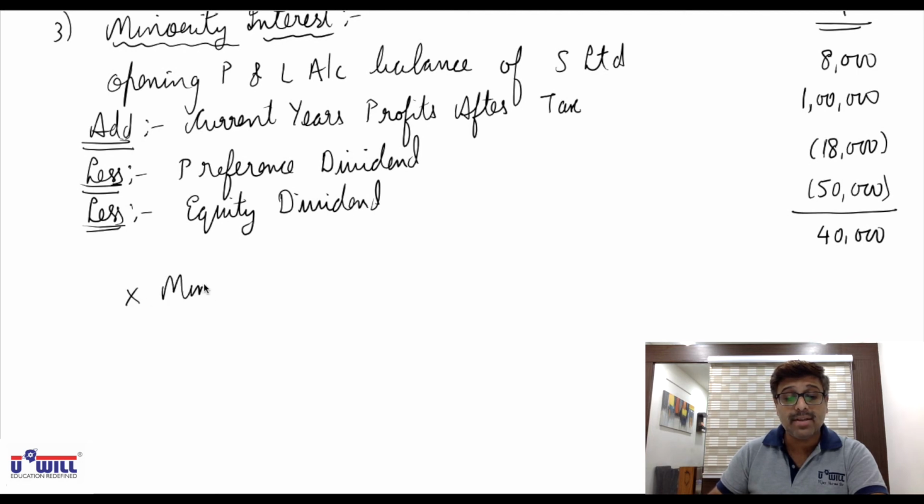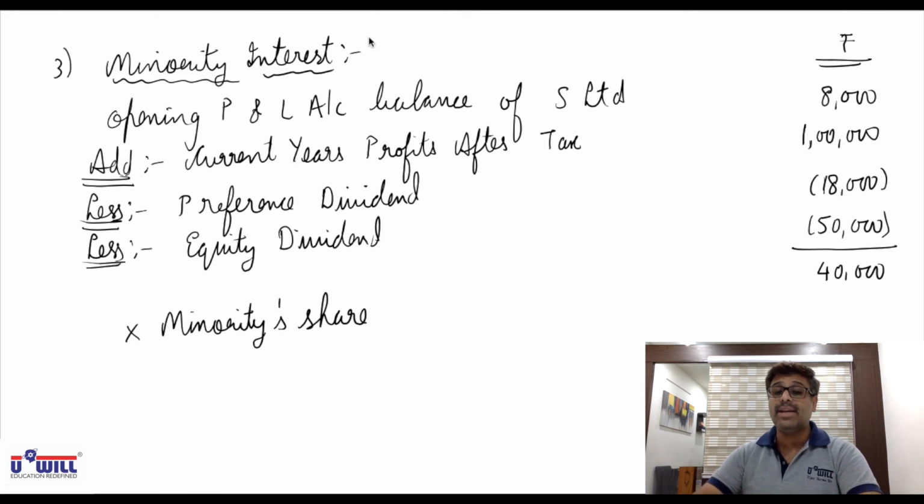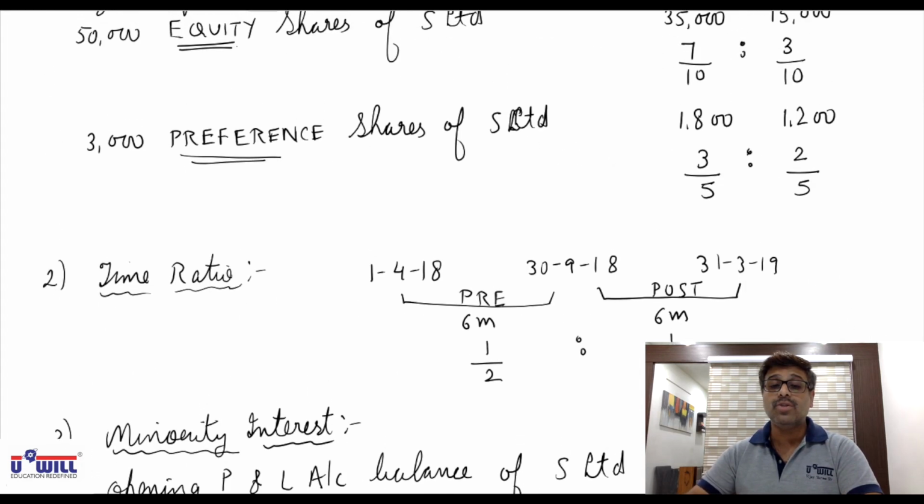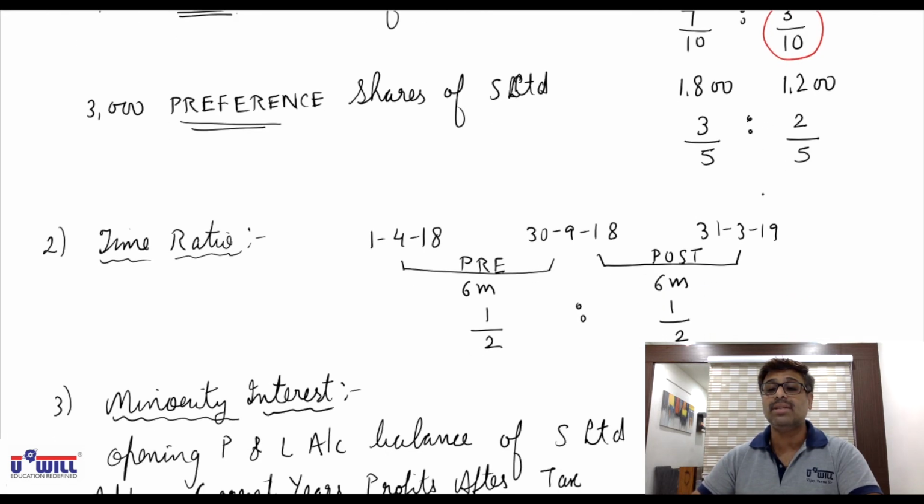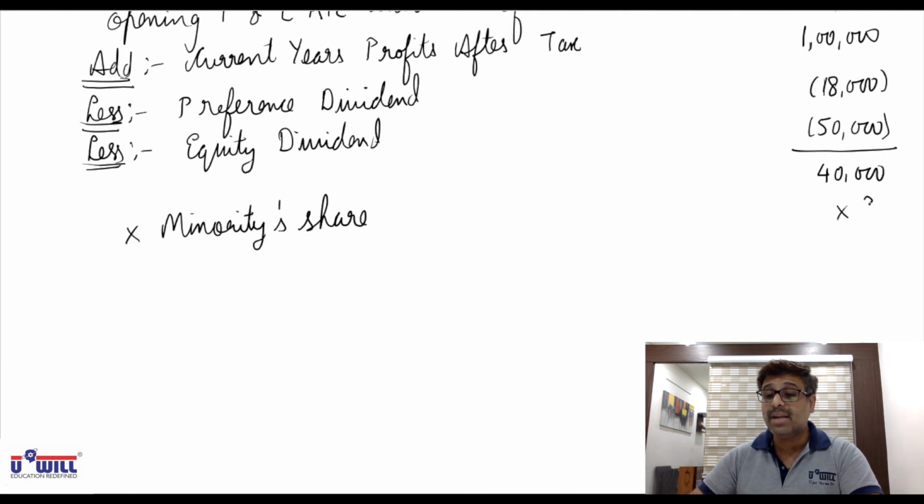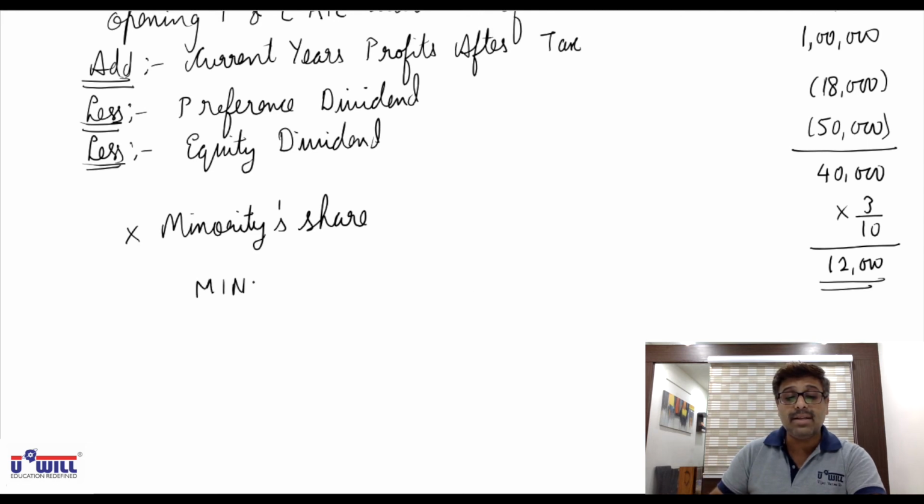That you will multiply with minorities share. Now here we are talking only about the minority interest from equity shareholders point of view. So which minority you will take? 3 by 10, don't take 2 by 5. Preference shares minority interest is not to be considered for this minority interest. Only equity shares minority share is to be considered, that is 3 by 10. So if we multiply 40,000 into 3 by 10, 12,000 is the minority interest that will come in the second part of P&L statement. Minority interest 12,000.